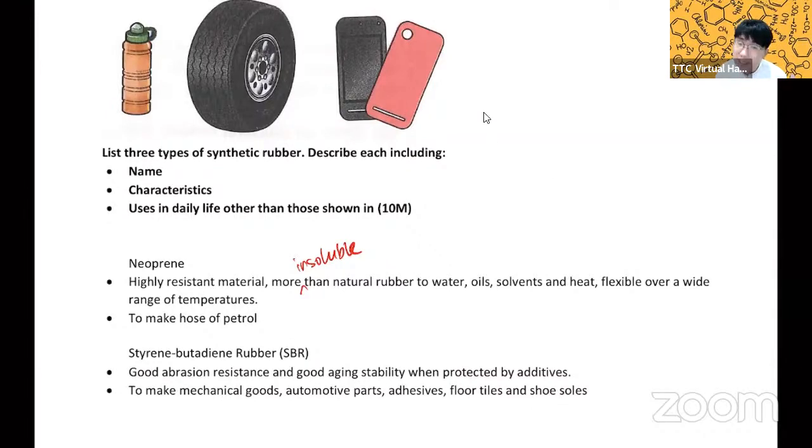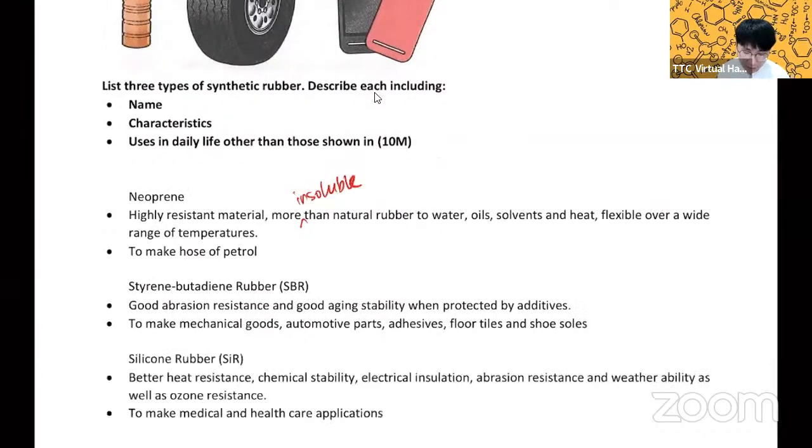Lastly, silicon rubber. It has better heat resistance, and it is also used in medical applications. So we use it in medical tubes, medical machine tubes and so on. As I say, guys, these are all memorization. I can't help you that much.